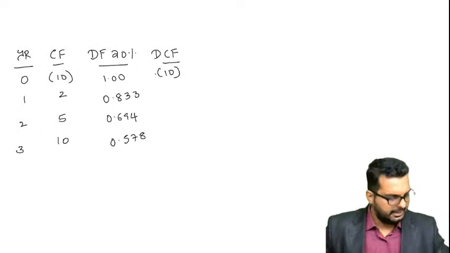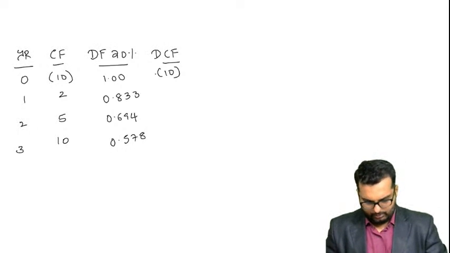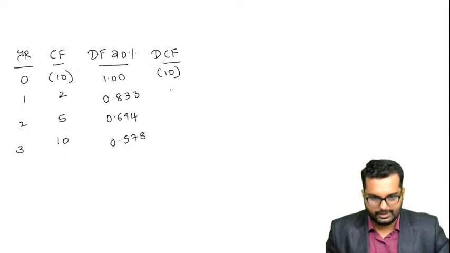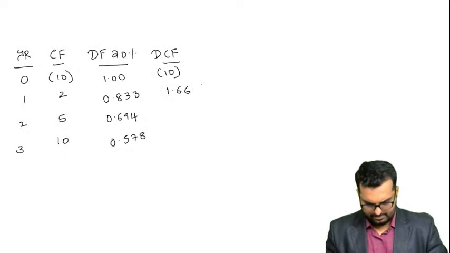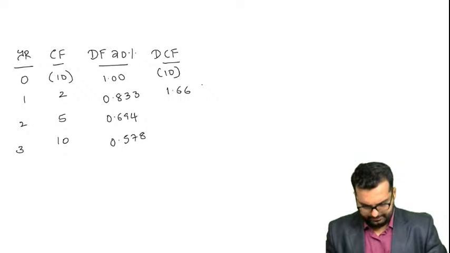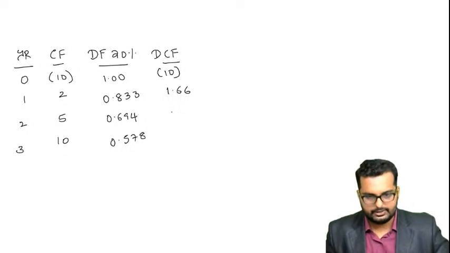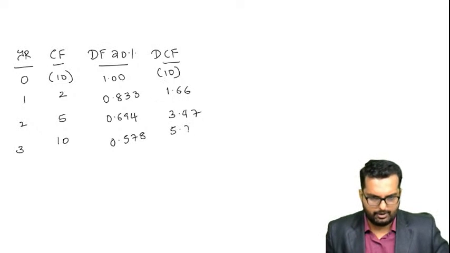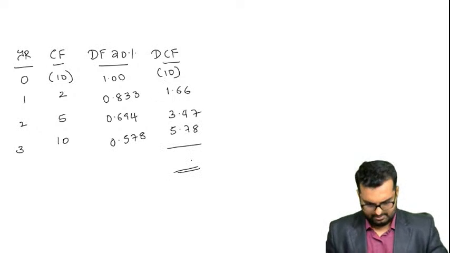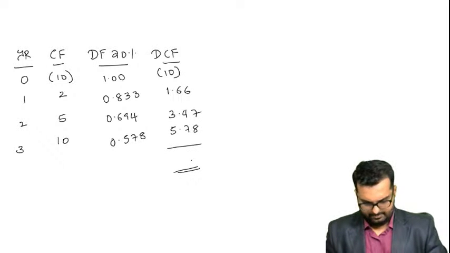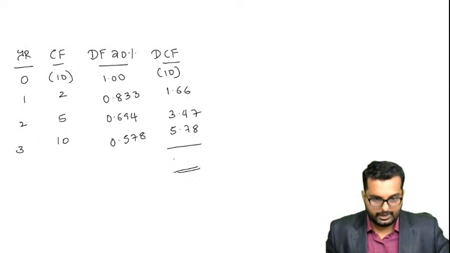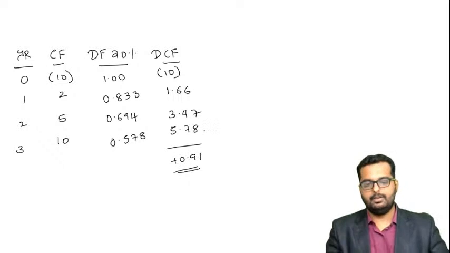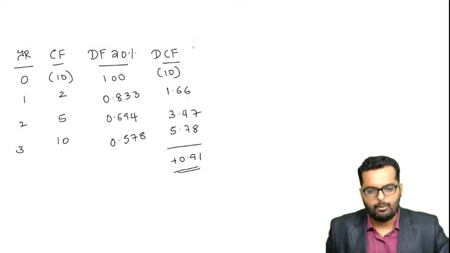Sorry friends, I'm back. So second one will be 2 into 0.833, that is 1.66. 5 into 0.694 is actually 3.47. And the last one would be 5.78. Here also we are getting plus 0.91. Amazing. So NPV is still positive.